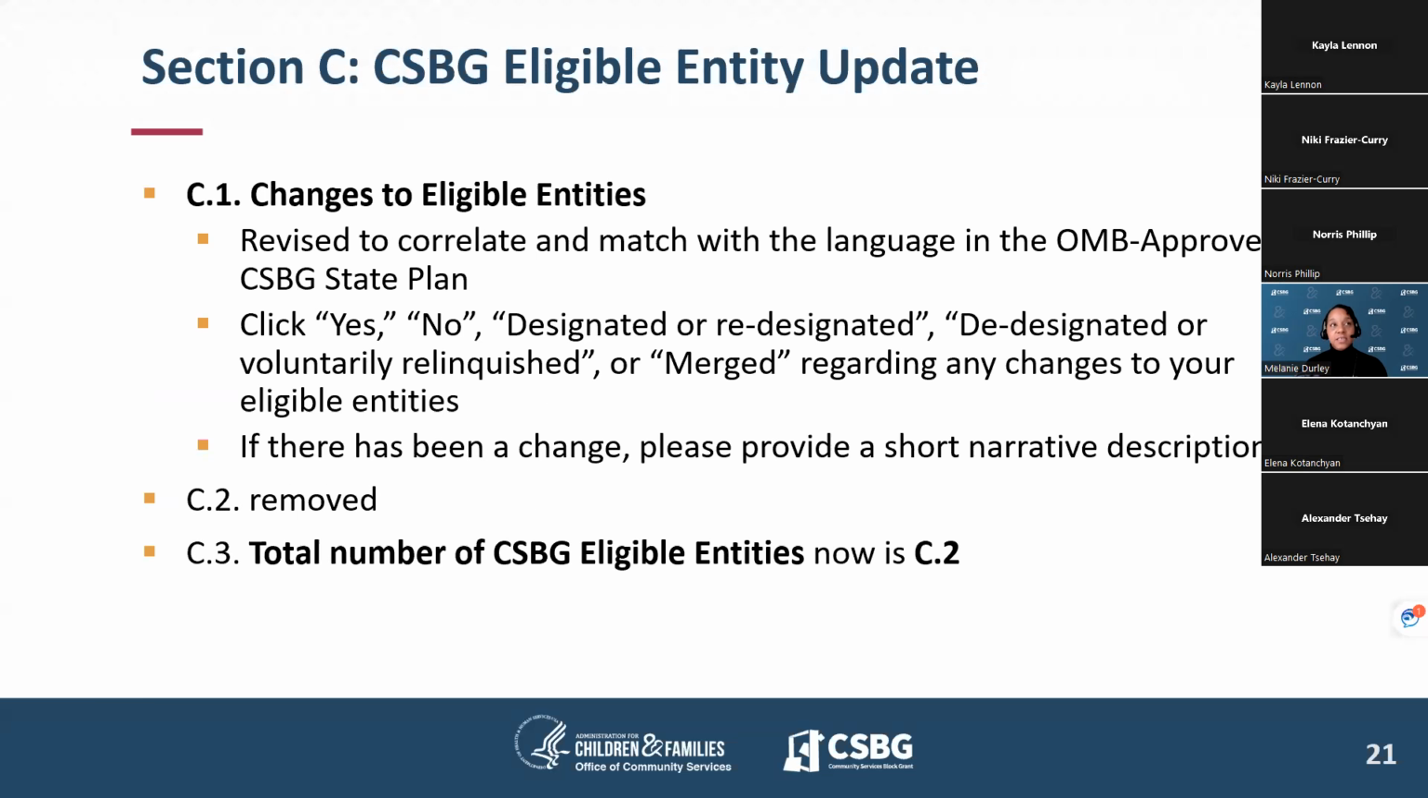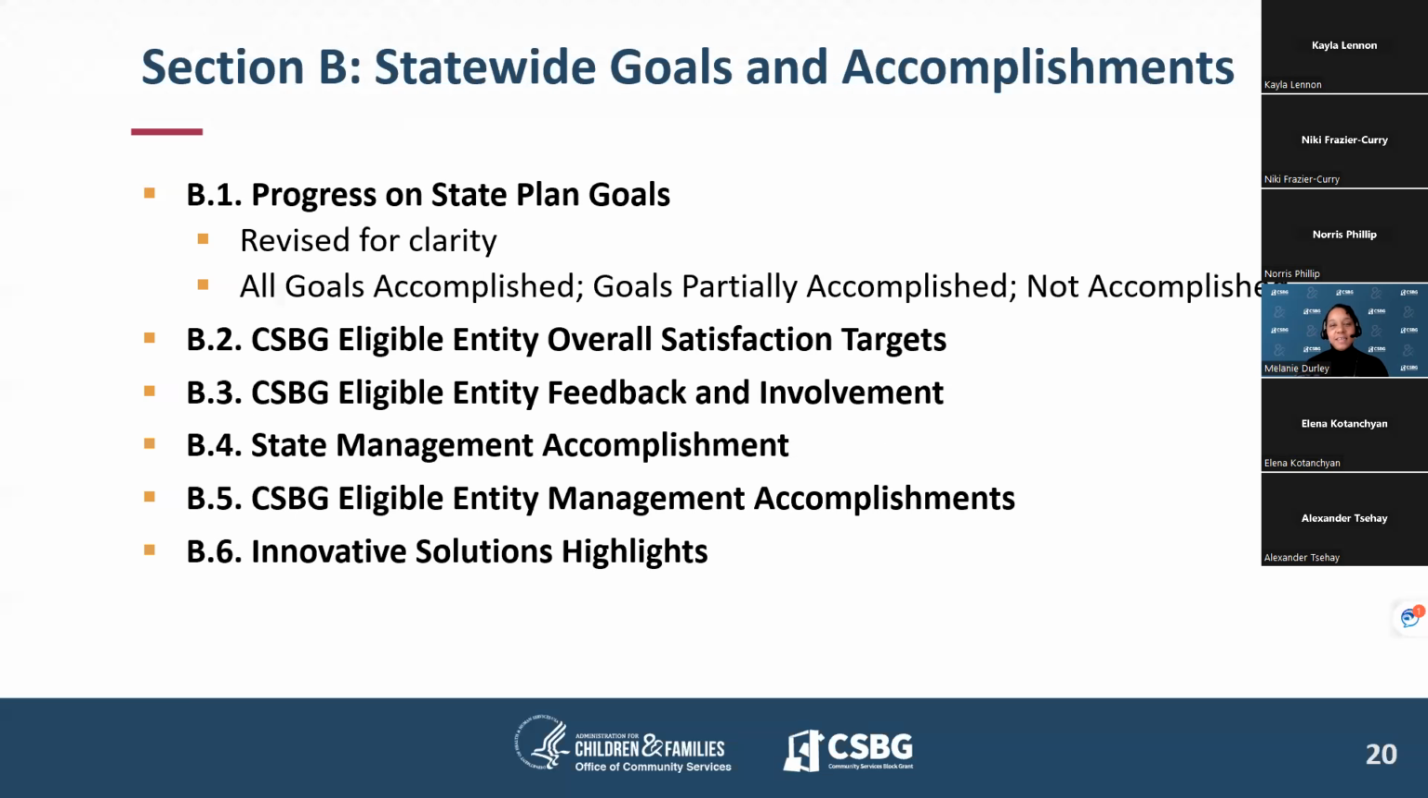B3, eligible entity feedback and involvement. Please provide a clear description on how the state has implemented changes based on feedback from the network or from other sources such as OCS or the ACSI survey. OCS uses this information to learn more about how the state responds to the needs of local communities. You can see the CSBG Act section 676A3 for further background, but this does tie back to some of the considerations I mentioned previously to include feedback from your eligible entities.